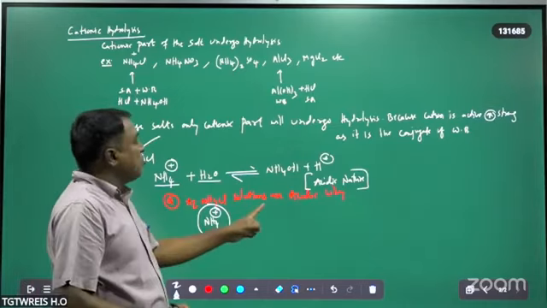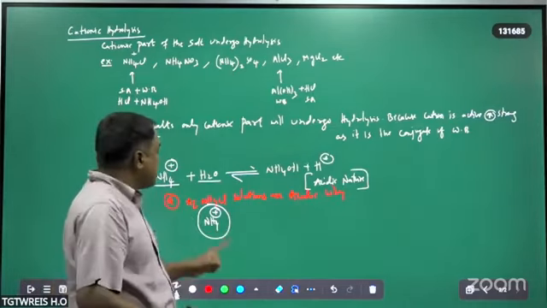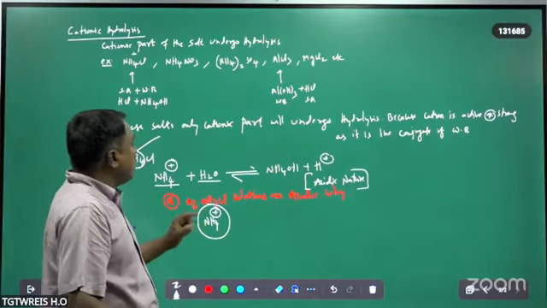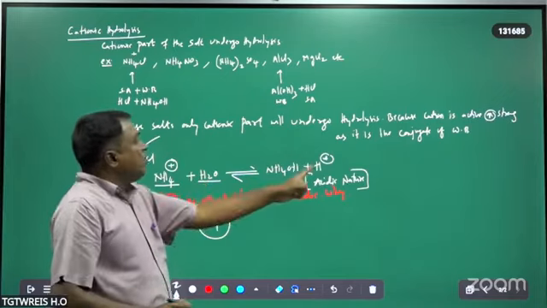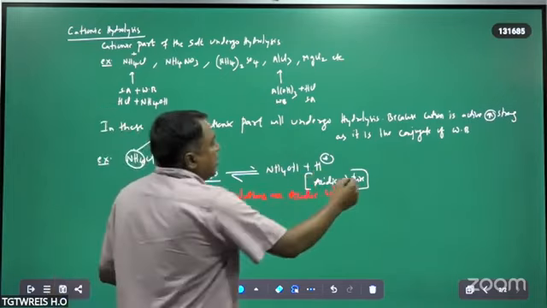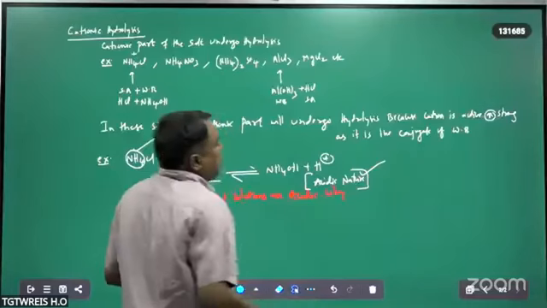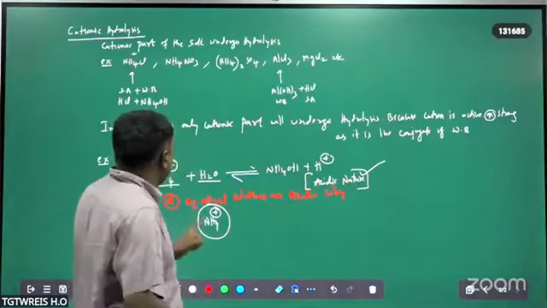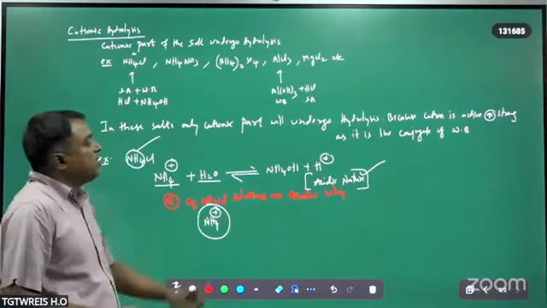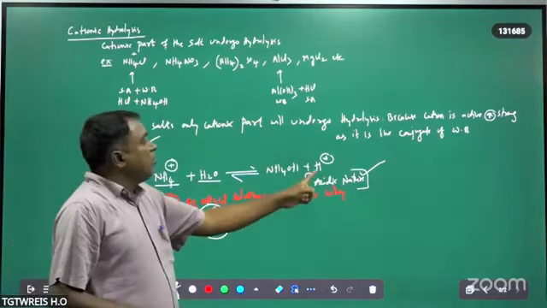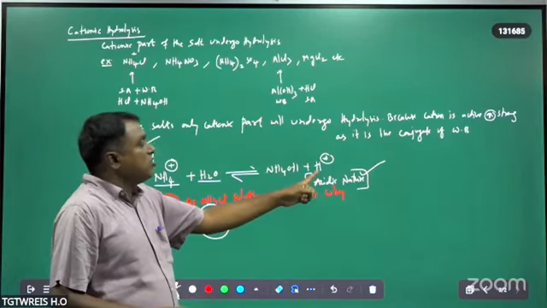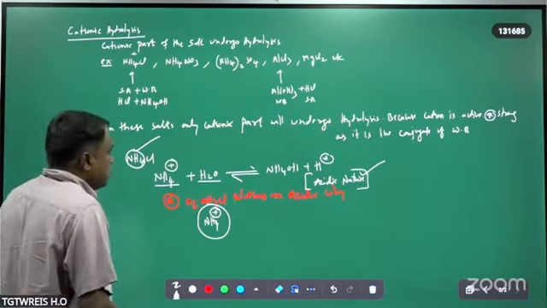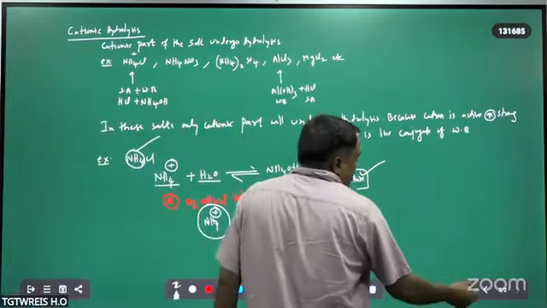Therefore, aqueous ammonium chloride solutions are acidic in nature because the cationic part is undergoing hydrolysis to form H plus in the solution. If H plus is forming in the solution, it means the solution is acidic in nature. So aqueous ammonium chloride solutions are acidic because they produce H plus ions in the solution. That's why their solutions are acidic in nature. So this is the cationic hydrolysis.